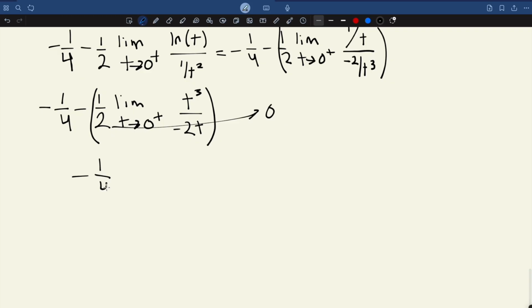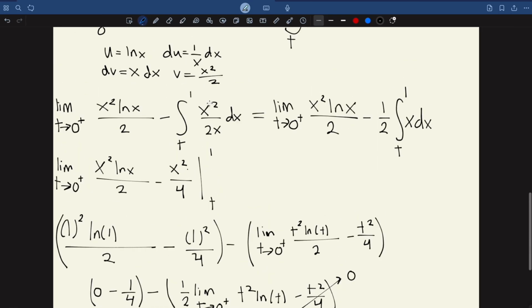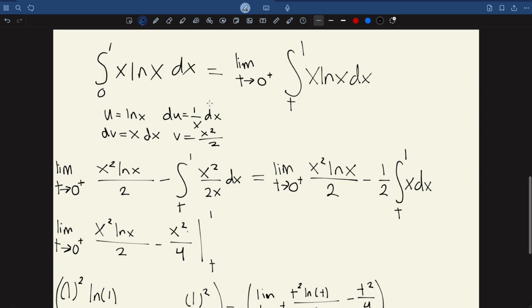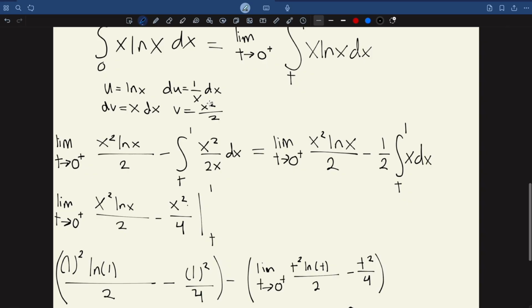So now our answer would just be negative a quarter, because the negative half also multiplies to 0. And there we have it. That is how we use L'Hopital's rule with an improper integral.